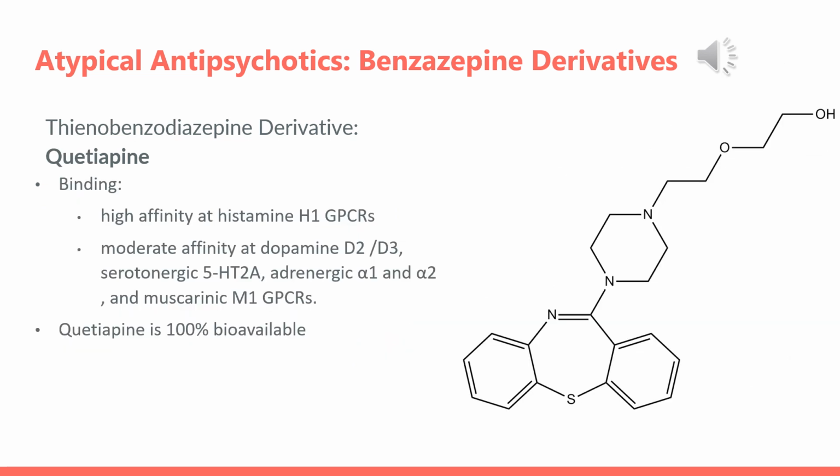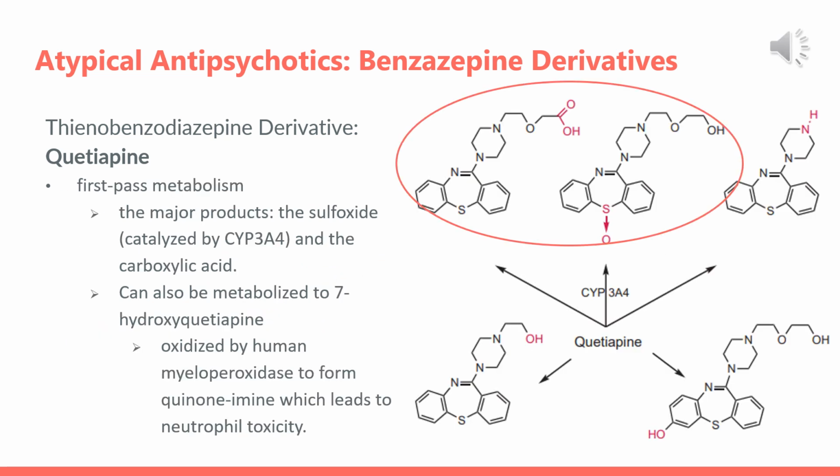Moving on to quetiapine, it binds with high affinity at histamine H1 GPCRs and with moderate affinity at dopamine D2 and D3 receptors, serotonergic 5-HT2A receptors, and adrenergic alpha-1 and alpha-2 receptors, as well as muscarinic M1 GPCRs. Quetiapine is also 100% bioavailable.